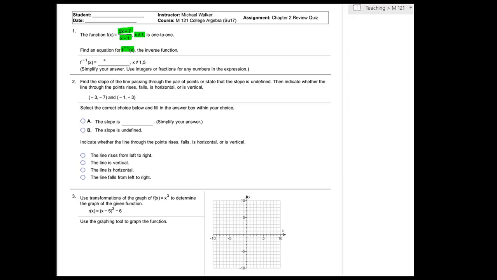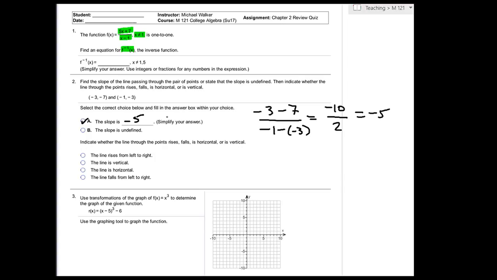So we had number 2, find the slope of the line passing through the pair of points. And we have negative 3, negative 7, and negative 1, negative 3. So that's going to be negative 3 minus 1 over, oops, not minus 1, minus 7. Negative 3 minus 7 over negative 1 minus a negative 3. My apologies. So that's going to be negative 10 over 2, which is negative 5. So the slope is negative 5.